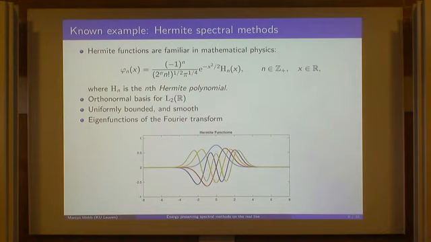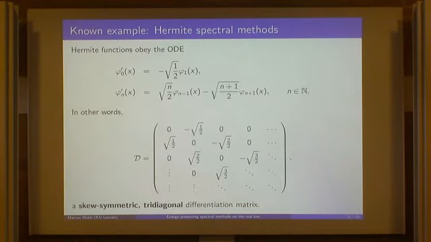They have Hermite functions. They're a Gaussian function multiplied by the Hermite polynomials with a normalizing factor. It's an orthonormal basis on the real line. They're uniformly bounded and smooth. They're eigenfunctions of the Fourier transform. They're quite beautiful functions. And some people use them for numerical methods. And it's well known that these satisfy this relationship. The derivatives have a very short recurrence. So their differentiation matrix is skew Hermitian, skew symmetric, and tridiagonal.